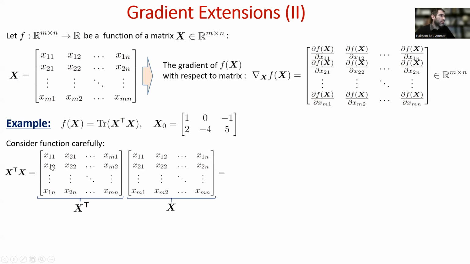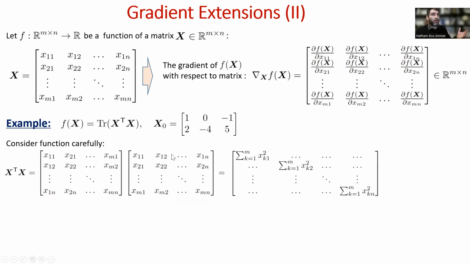So X transpose X can be written as this product, and you can see that X transpose here is just a transpose of this matrix. It's n by m, and X itself is m by n. And now, if you follow the rules of how we multiply matrices, you can see that the diagonal entries of this matrix will be given by this expression. Let's actually check that. In order to compute the first diagonal entry, you need to take the first row of the matrix and multiply it by the first column. And that's exactly the expression here.